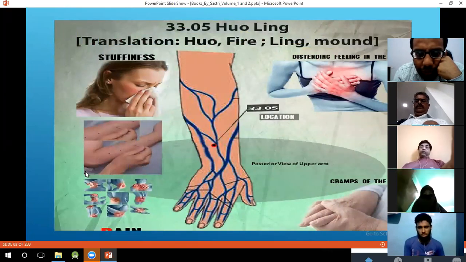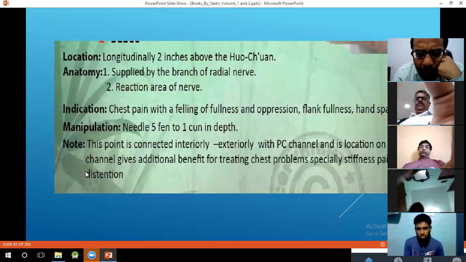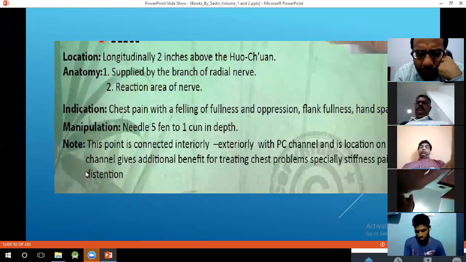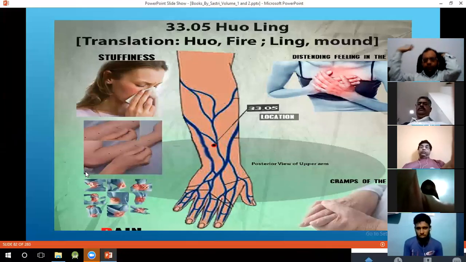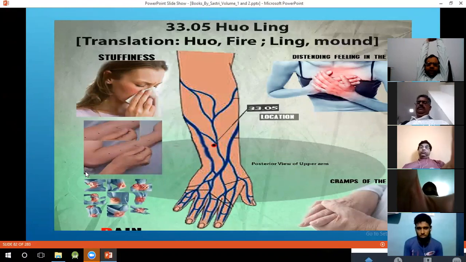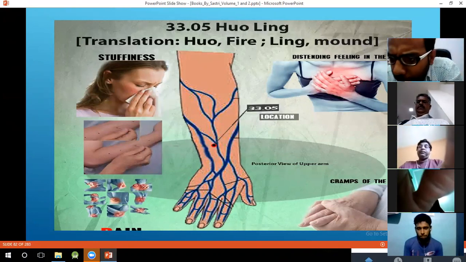You see 33.05. So 33.05 is very helpful in cramps and other things. It is connected actually to the PC channel and located on that channel. So you will see it even in pain of the testis, 33.05, especially in testicular cancer. 33.05, 33.06, and 33.07, a combination of these three is very good for pain in testicular cancer. And that's why we use these points in a large number of problems.